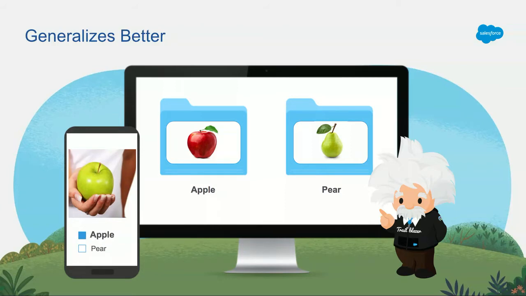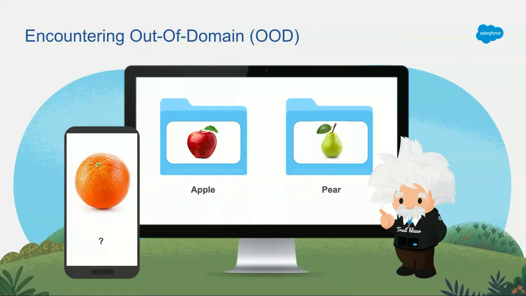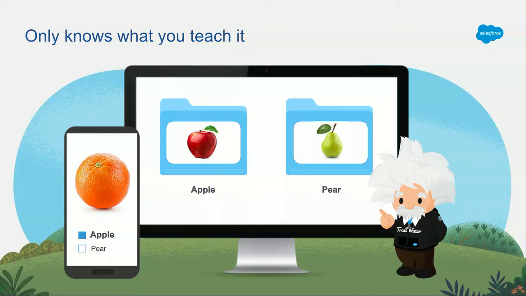Then you might realize that, hey, actually, people might give you things that are outside of apples and pears, right? So how do you handle that? This is where the notion of out-of-domain or negative data set is very helpful, right? Your model only knows what you teach it. So in this case, it only knows apples and pears. So if a user took a picture of an orange, it would say that it's an apple, because that's all it can give you back. It's apple or pear. That's all it knows.